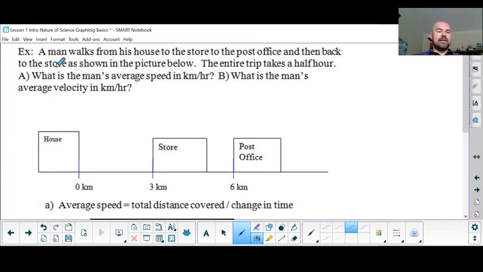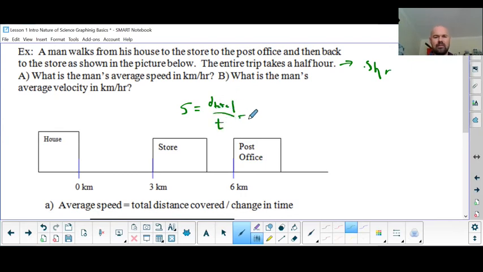So this one reads, a man walks from his house to the store, to the post office, then back to the store. So same example, the entire trip takes a half an hour. So that's 0.5 hours. And we want to know the man's average speed and the average velocity for the entire trip. So if we calculate speed, it's the total distance divided by the total time.